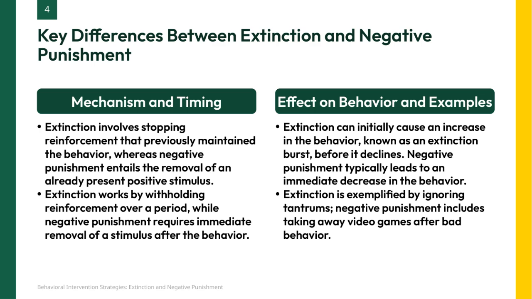Next, the effects on behavior also differ. With extinction, there can be an initial increase in the unwanted behavior. This is called an extinction burst, where behavior temporarily spikes because the individual tries harder to get the reinforcement that's no longer coming. Eventually, the behavior decreases. Negative punishment, however, usually results in an immediate decrease in behavior because the consequence happens right away, clearly connecting behavior to the loss of a positive stimulus. Understanding these differences is crucial for effectively applying behavior management strategies.